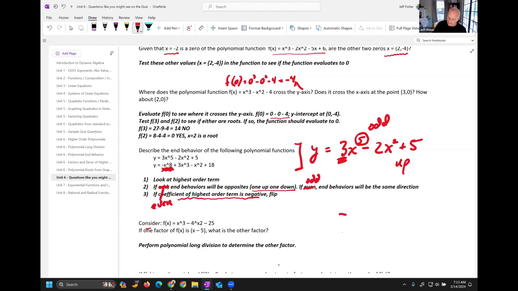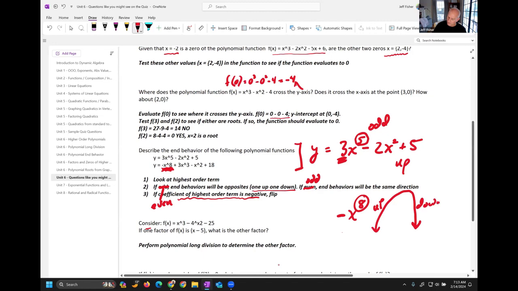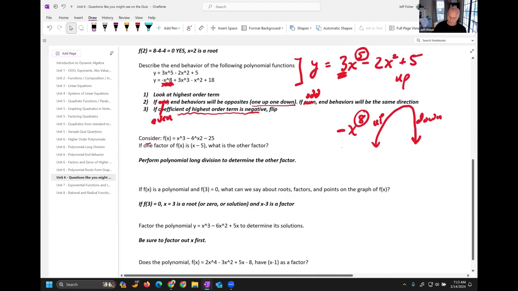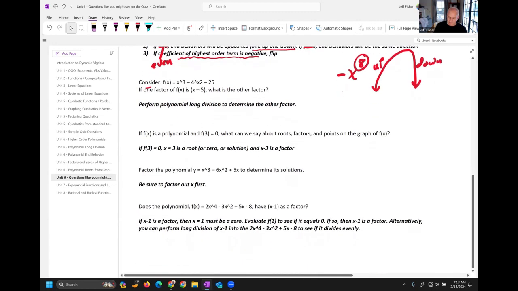negative x to the 8th is our highest term. Normally, x to the 8 would be down then up, right? Down then up, because it's even. But because we put a negative out front, it flips upside down and goes up, then down. Okay? All right, we're almost there.